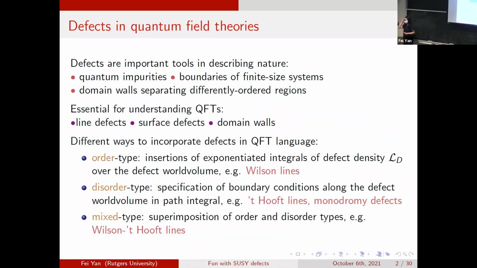So defects, what are they good for? Defects are, first of all, important things to study if you want to describe real-world physical systems. For example, they could be used to model quantum impurities, boundaries of finite-sized physical systems, or domain walls separating differently ordered regimes.